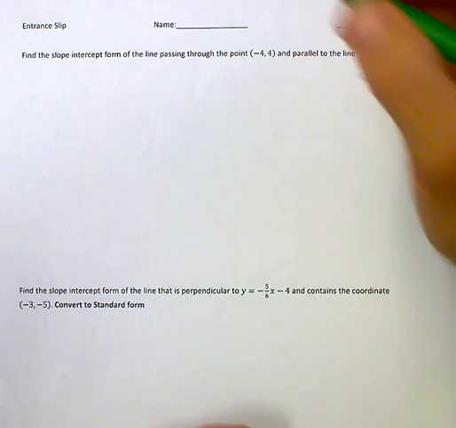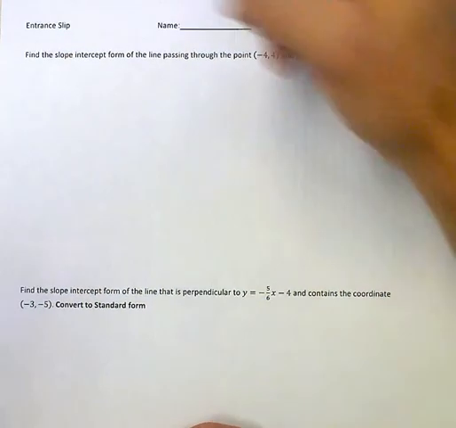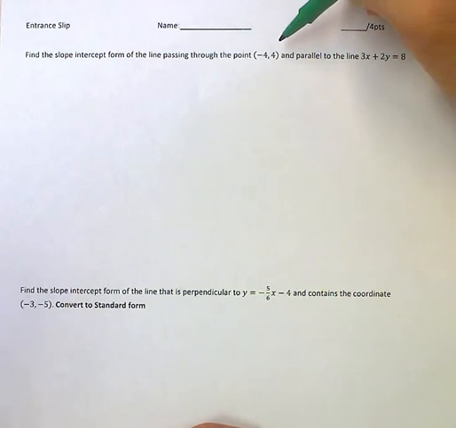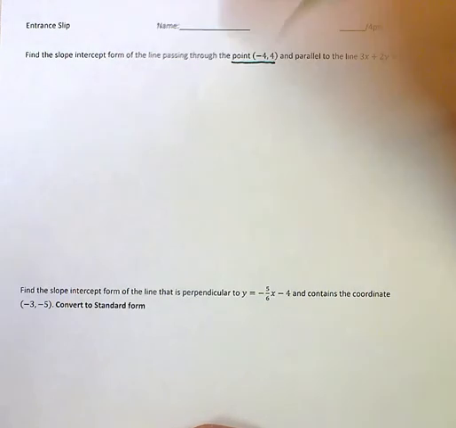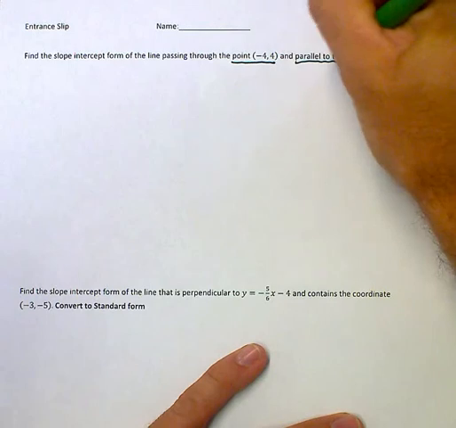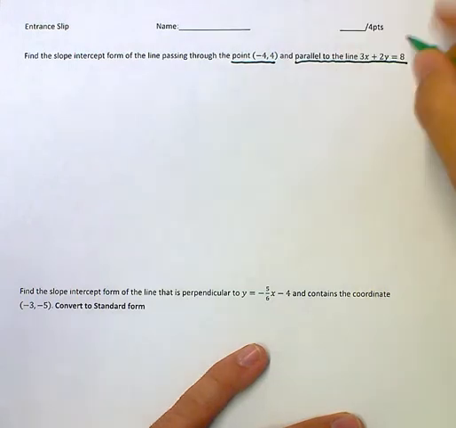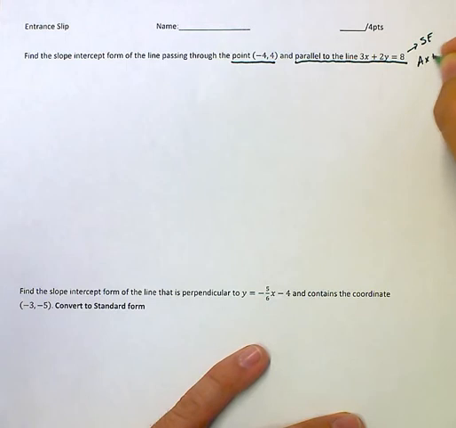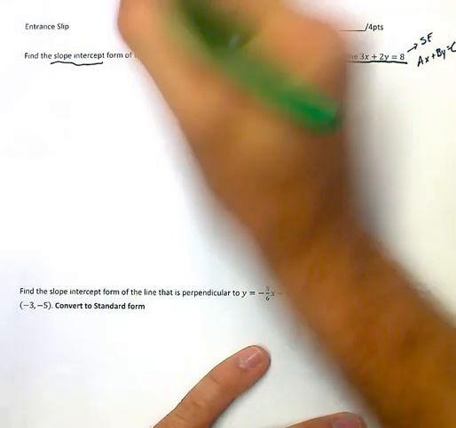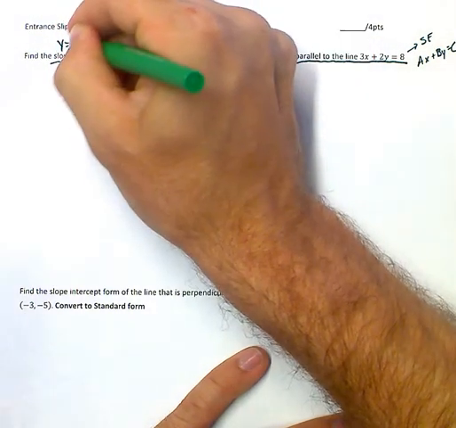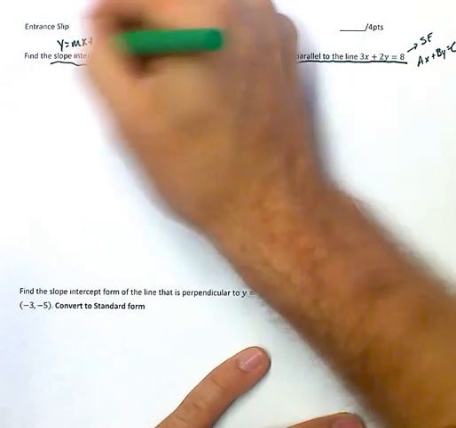Okay, so we're dealing with a question where it's saying it's passing through a certain point and parallel to another line. Now this equation here is in standard form, that ax plus by equals c that we've been talking about. And they're asking for slope-intercept form, which is going to be your y equals mx plus b. So that's kind of how they want your question to finish there. That's a couple of things we want to consider.